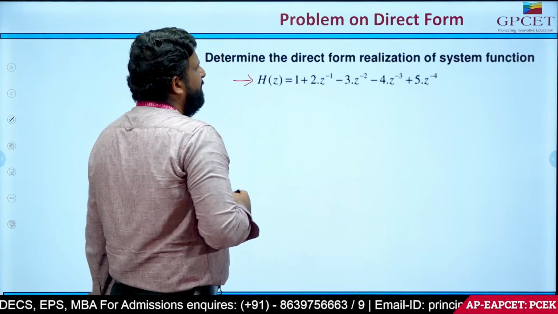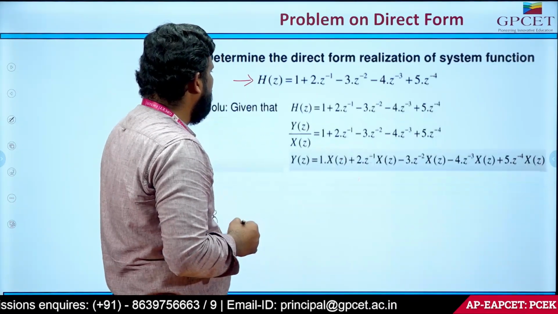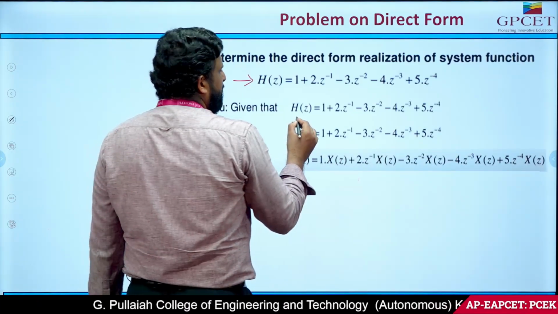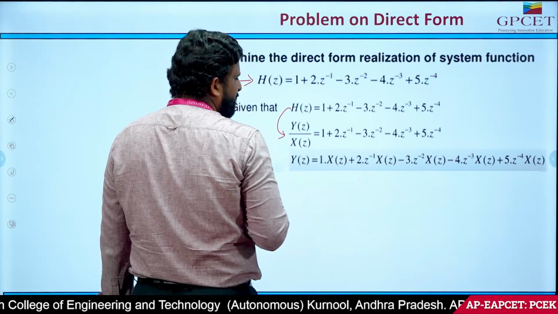So determine the direct form realization of the system function h of z. How? First, h of z is equal to what they have given. I am writing this h of z in the form of y of z over x of z.